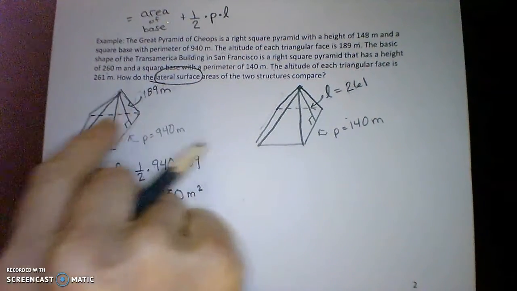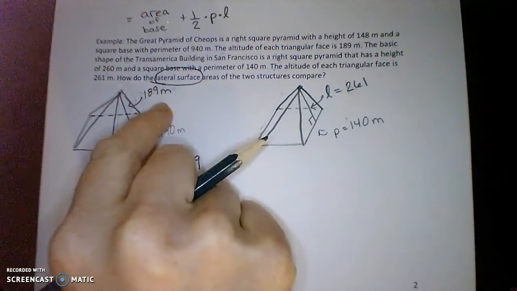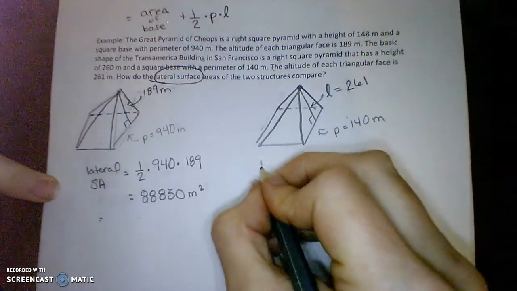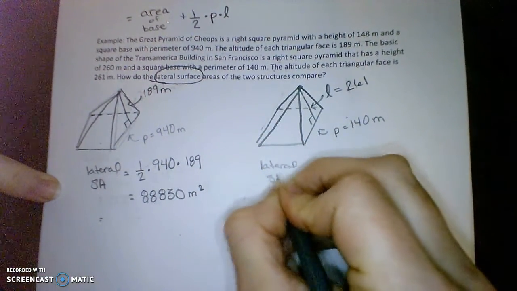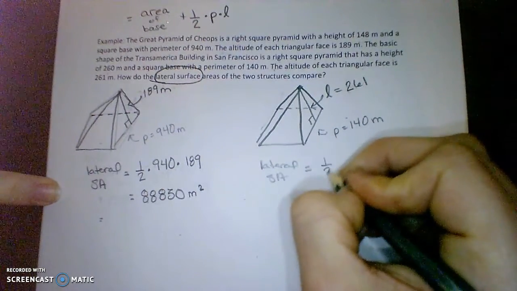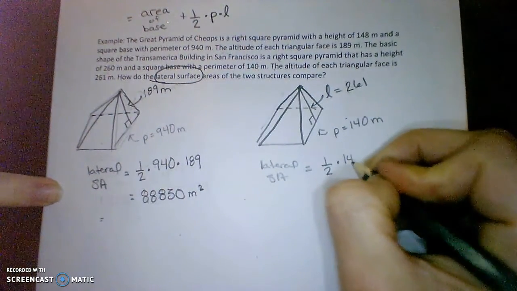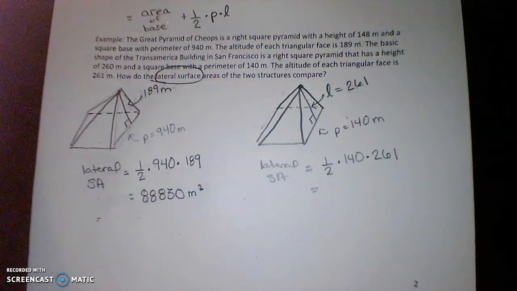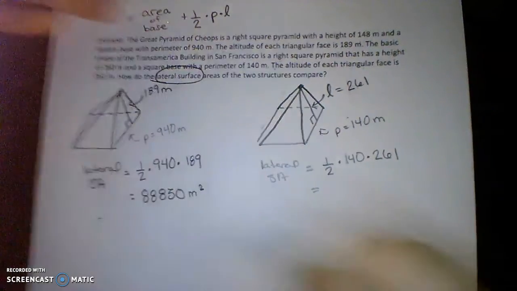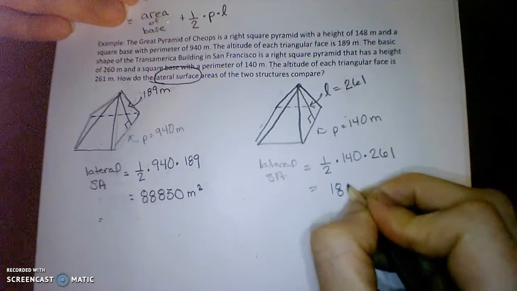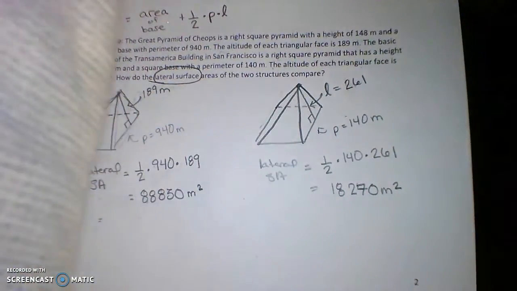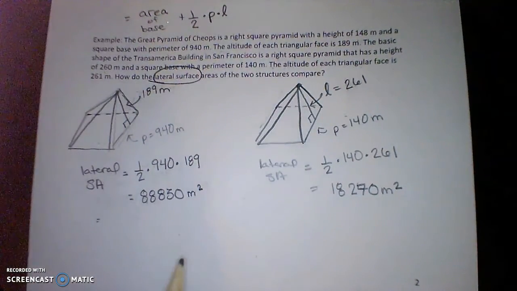So notice the perimeter of the Great Pyramid is much greater and the slant height is smaller. Here I've got a larger slant height, but a much smaller perimeter. So here the lateral surface area will be 1/2 times the perimeter times the height. Calculating that, 18,270 square meters.